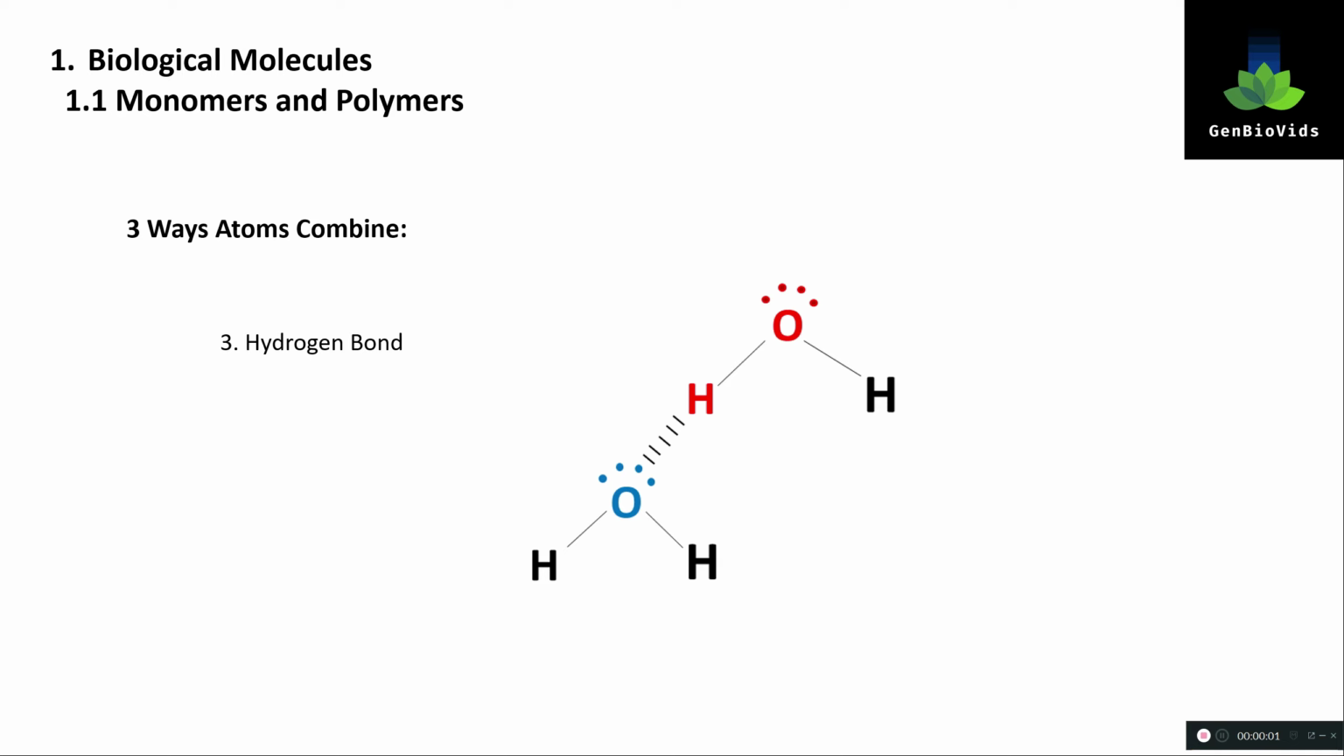The third way in which atoms can combine is by hydrogen bonds. Electrons are not always evenly distributed around the molecule. They tend to spend more time in a particular position. This position therefore carries a negative charge. This uneven distribution leads to a region of negative charge and a region of positive charge within the molecule.